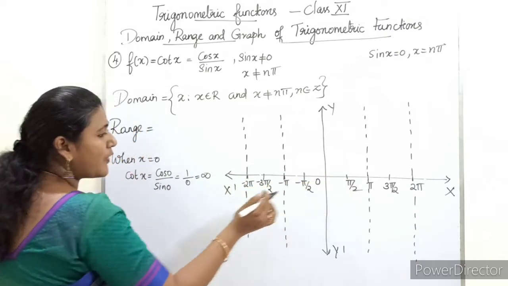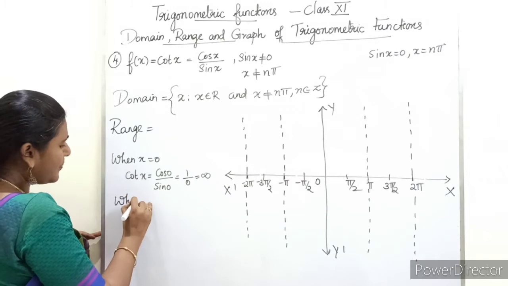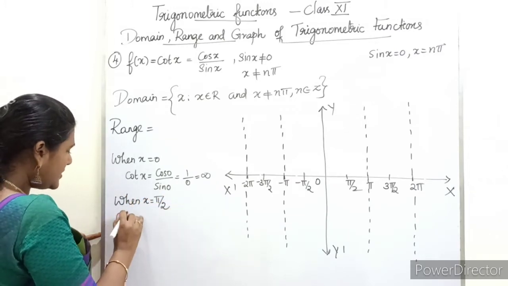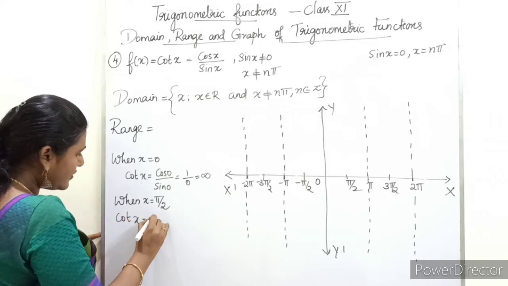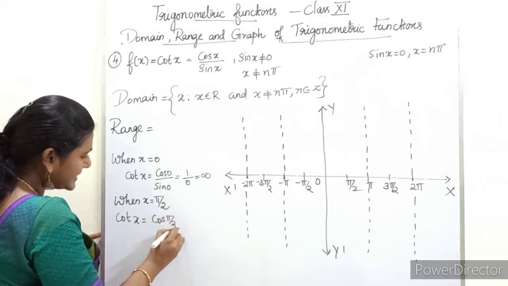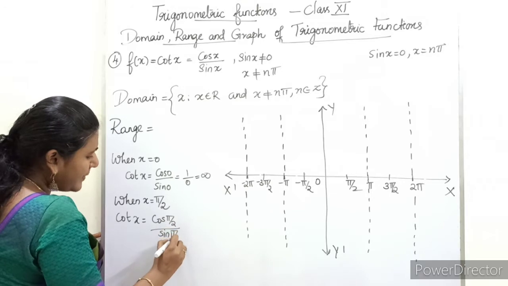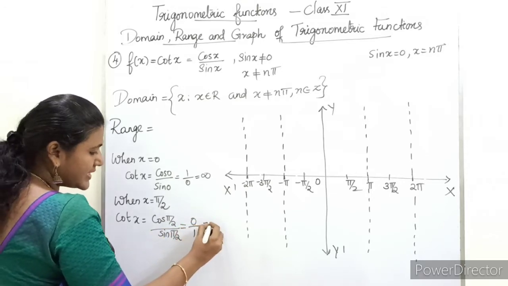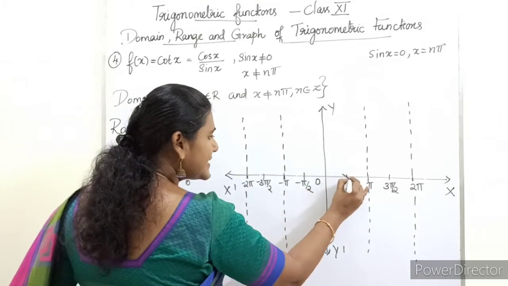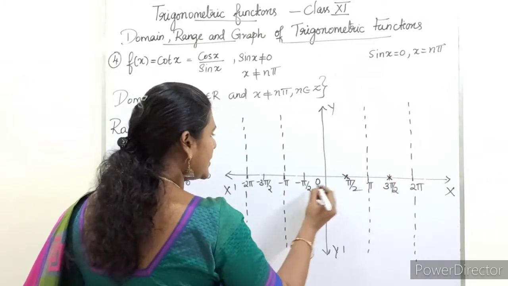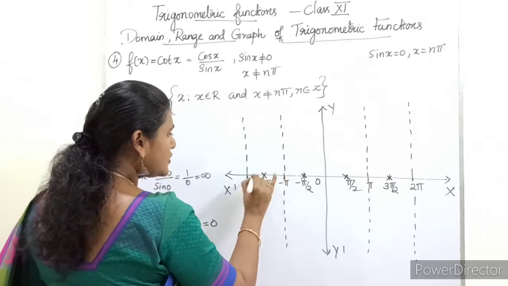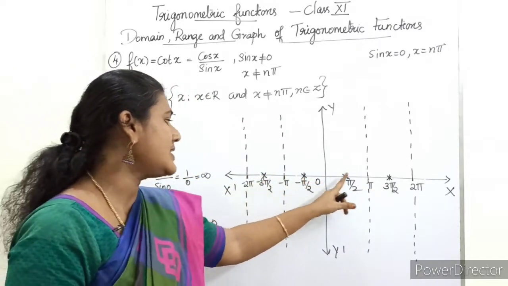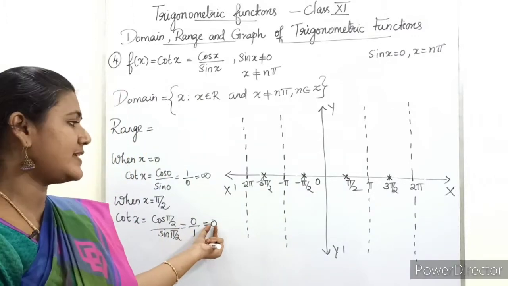Now we will see, when x is equal to pi by 2, cot x is equal to cos pi by 2 by sin pi by 2. Cos pi by 2 value is 0, sin pi by 2 is 1, so cot x is equal to 0. So at this point the function is 0, and also at minus pi by 2, minus 3 pi by 2, and here 3 pi by 2. At these points the cot x function is 0.